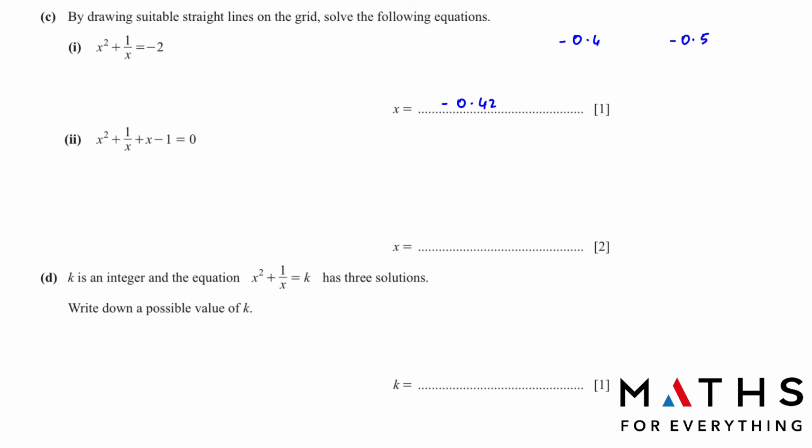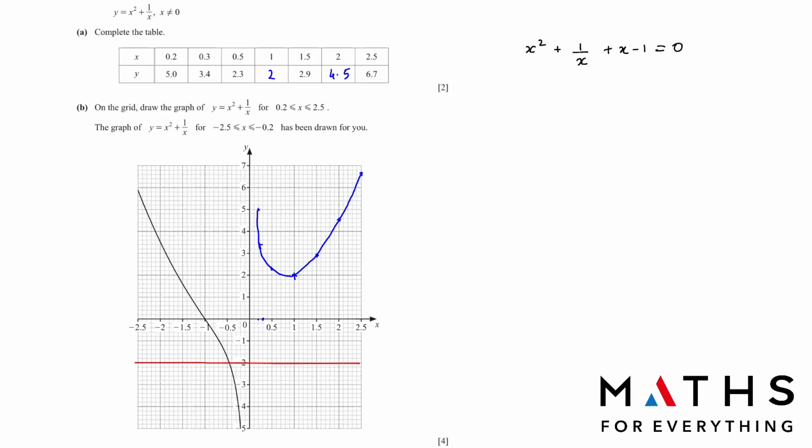Now the next one is x squared plus 1 over x plus x minus 1 is equal to 0. For solving this, you have to look at your main equation. What is it? x squared plus 1 over x. That's the same here. You have this extra. So if you equate both of them, whatever is extra, move it to the right hand side. So we will leave the x squared plus 1 over x here.